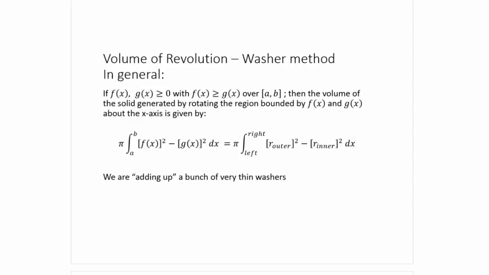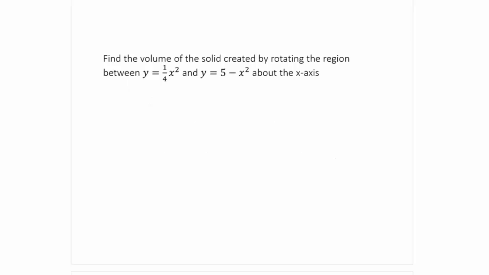All right, so now we're going to just look at several examples and see how we can apply these concepts. Find the volume of the solid created by rotating the region between y equals 1/4 x squared and y equals 5 minus x squared about the x-axis. All right, so here we have a couple of parabolas. One's opening up, the 1/4 x squared is opening up, the 5 minus x squared is opening down, shifted up 5 units. Let's draw it.